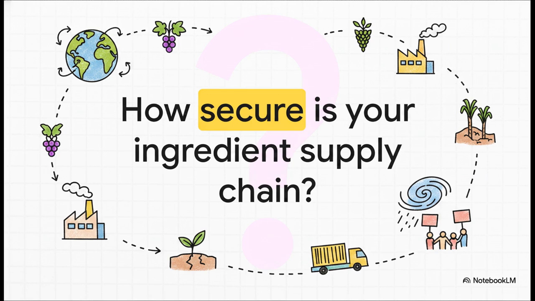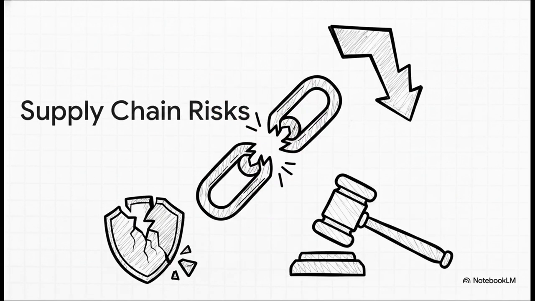So, I want you to start by asking yourself, how secure is your ingredient supply chain really? Companies in the alcoholic beverage space source a massive range of agricultural inputs from all over the globe. But here's the catch. These global supply chains are incredibly vulnerable to social and environmental disruptions. It's not just about acquiring the ingredients. It's about exactly how they are sourced. If we don't have a solid mathematical approach to auditing the macro risks, they are literally catastrophic.